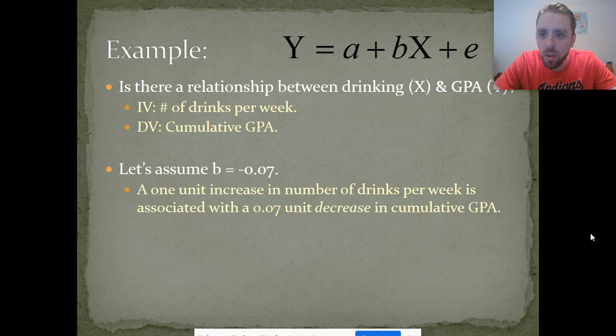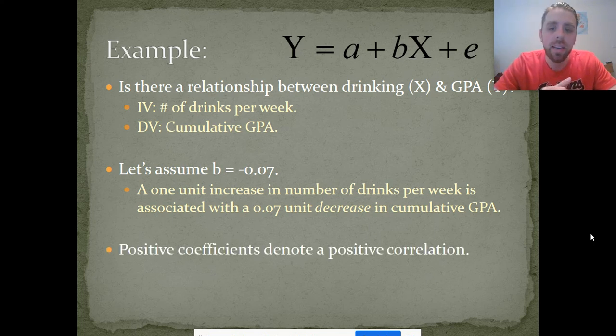How do I know it's a decrease? It's negative. So let's just say, for the sake of argument, I had a positive coefficient here, a positive beta value. All that would change is the direction. So assuming a positive coefficient of 0.07, the interpretation would then change to a 1 unit increase in number of drinks per week is associated with a 0.07 unit increase in cumulative GPA. That would be weird, but that's what the numbers would tell you in that case.